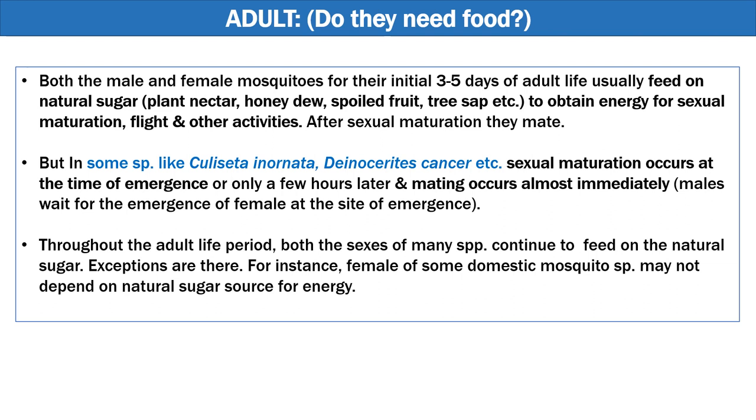Throughout the adult life period, both the sexes of many species continue to feed on the natural sugar. However, exceptions are there. For instance, female of some domestic mosquito species may not depend on natural sugar source for deriving energy.